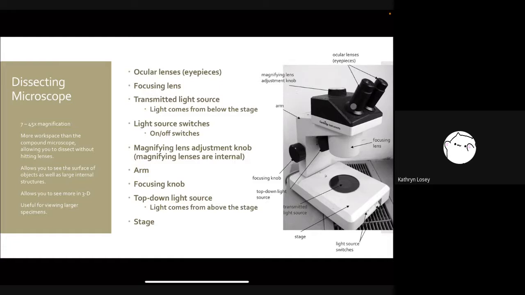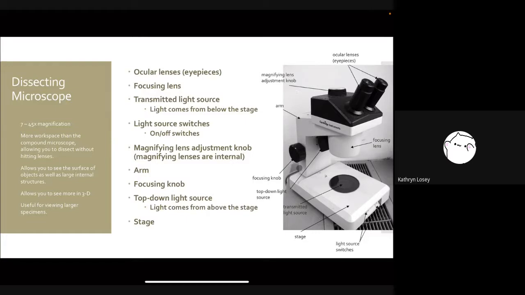So again, you should know where the parts of the microscope are and what their function is. Your ocular lenses, or your eyepieces, are right here to look through. Your focusing knob is here. It's only got one focusing knob, and that would be to focus the lens. Transmitted light source comes from below the stage. So this is your transmitted light source, and you have a top-down light source right here. So you have 2 light sources coming into that specimen.